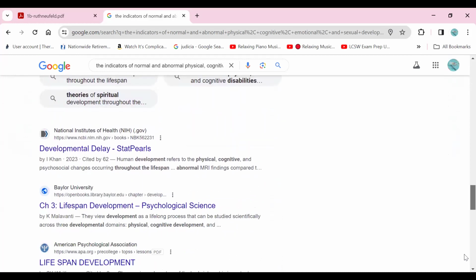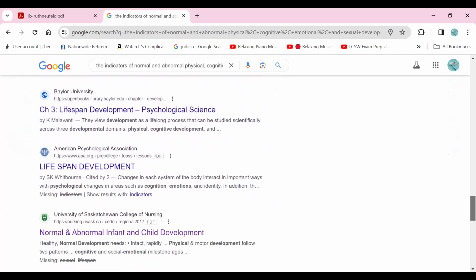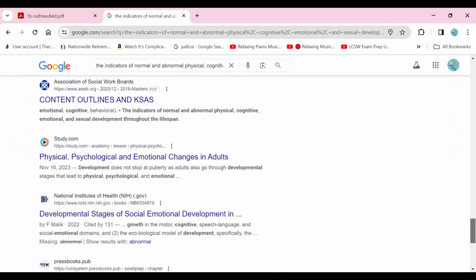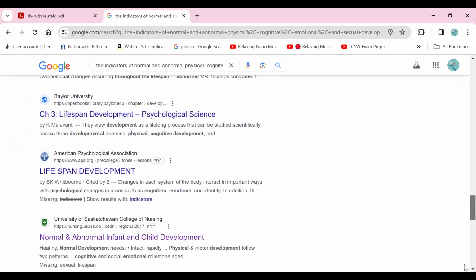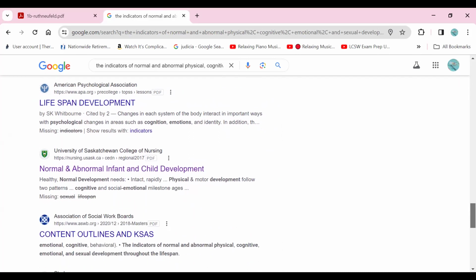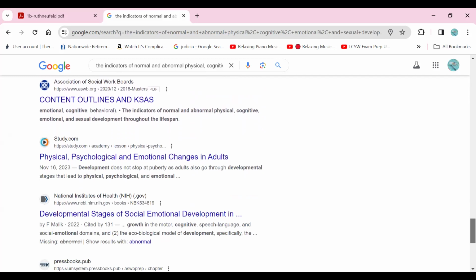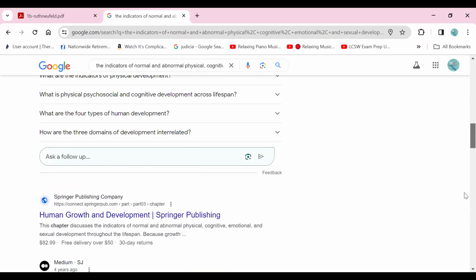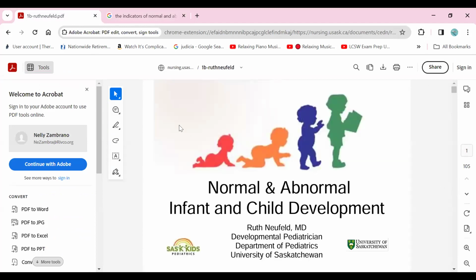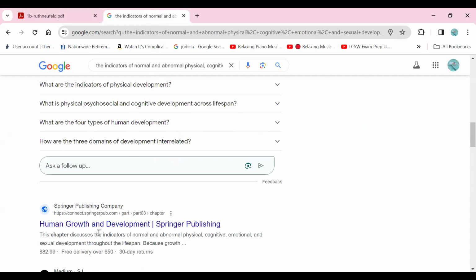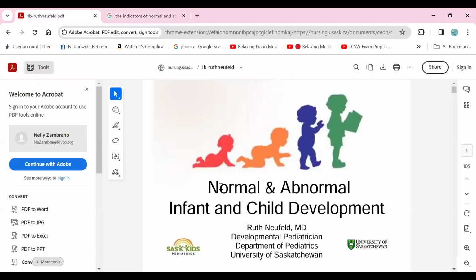And I thought that there was one good one that I'd like to check with you. It was a PDF document. I have it here. You can see it here. I already saw it. I was reviewing it. So I wanted to show you how you can find more. But here we can see the normal and abnormal infant and child development. And just go through this document.